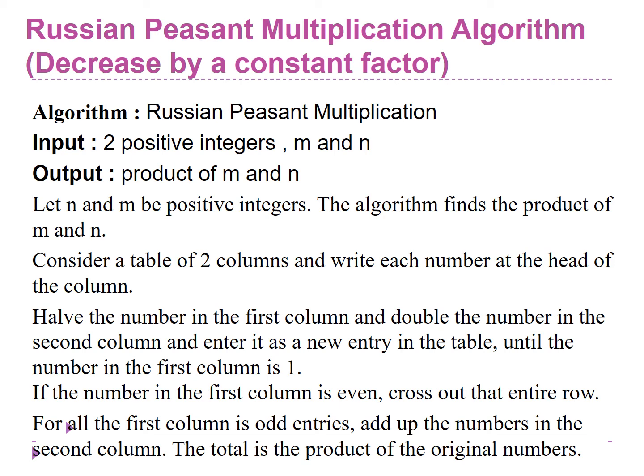The entry in the first column is halved and the entry in the second column is doubled, and a new entry is made in the table until the entry in the first column is 1. Then, if the number in the first column is even, cross out the entire row. For all the first column odd entries, add up the numbers in the second column, and the total is the product of the original numbers.